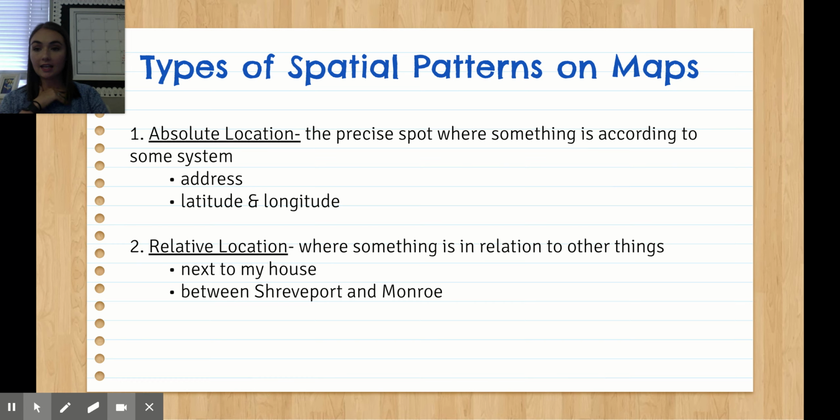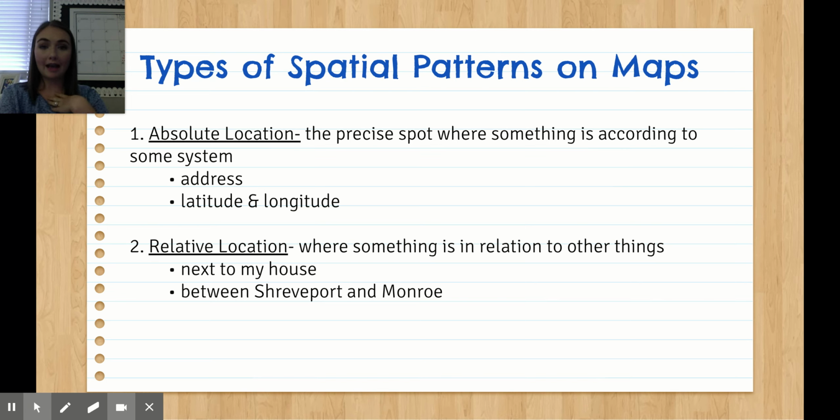So the first thing you could see on a map is the absolute location. Absolute location is the exact spot where something is according to a system. So an address, like the address to your house, is the exact location. There's also latitude and longitude, so the coordinates of a certain place, like 32 degrees north, 50 degrees east. That's an absolute location. When you use GPS, it's giving you an absolute location.